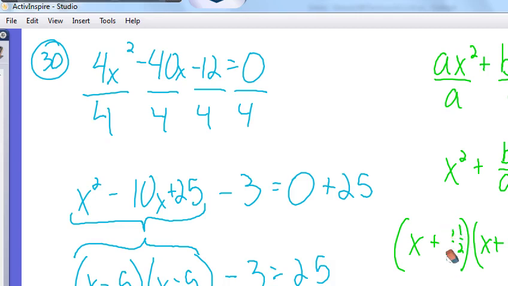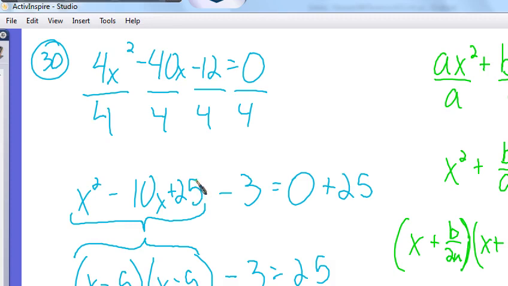So I rewrite this the same way. B over 2. Now keep in mind, that's just telling us how this is going to have to factor, but we need to figure out what that 25 is, right, for this one over here. How do we figure out that this was supposed to be 25?